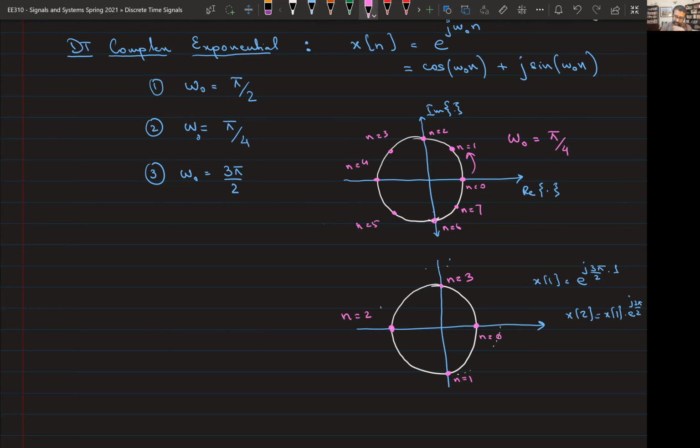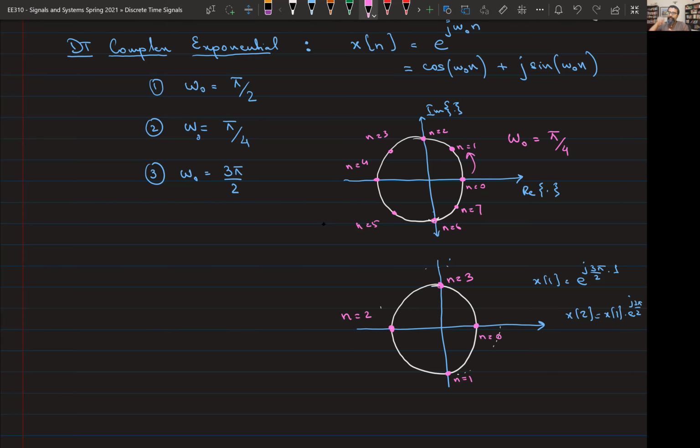There's something very, very interesting I wanted to point out: even though your frequency is 3 pi by 2 radians per second in the continuous time domain, which is high, what appears here? What do you see here? If you're just looking at the samples, what goes on?